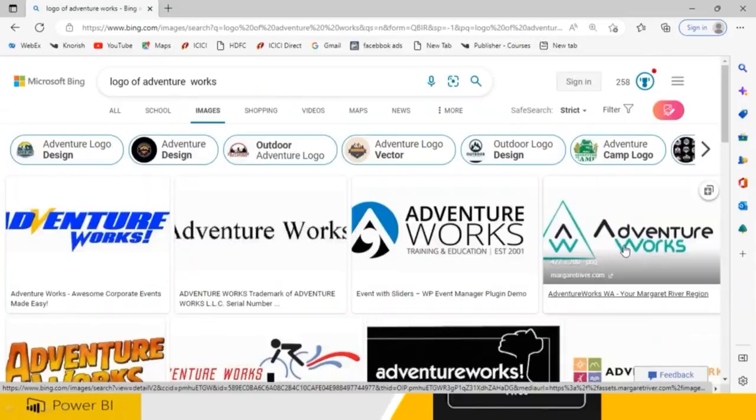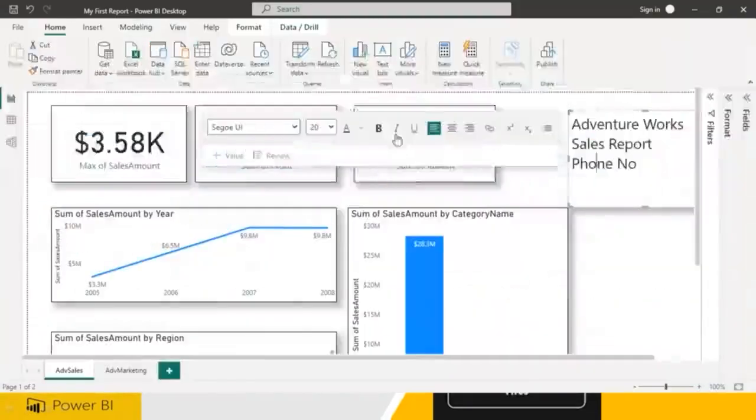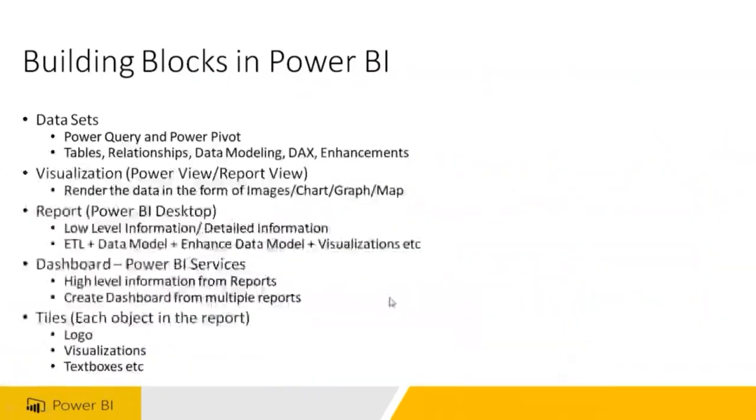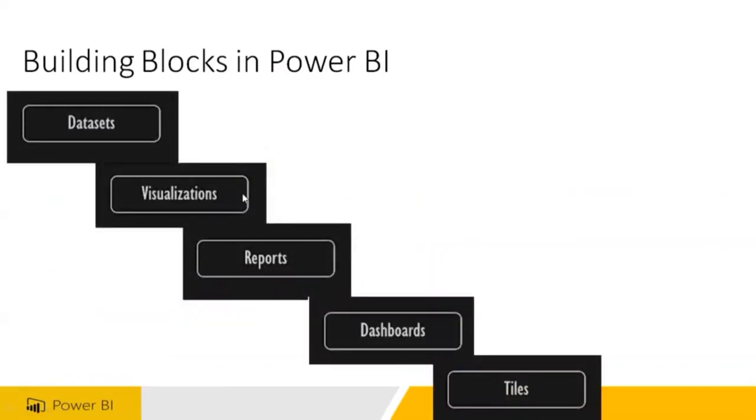What is this? Is it a chart or a visualization? No, no, no, no. It is a tile, right? So whatever you have, everything is a tile in your report. Clear? So tile means logo, visualizations, or text boxes. Each object in the report is called a tile. So whatever you drag and drop, that is what is called a tile. So what is a data set, what is a visualization, and what is a report and dashboard tile? Did you understand it clearly?